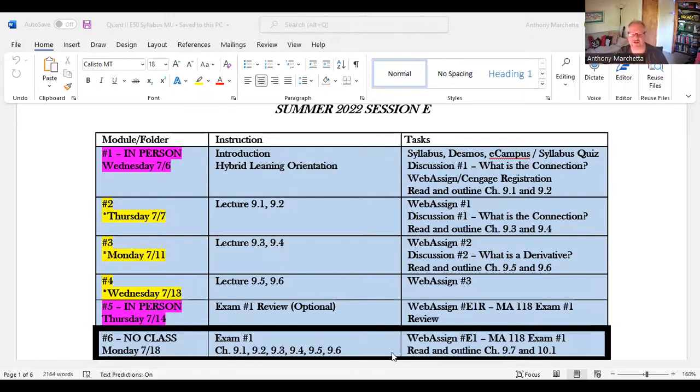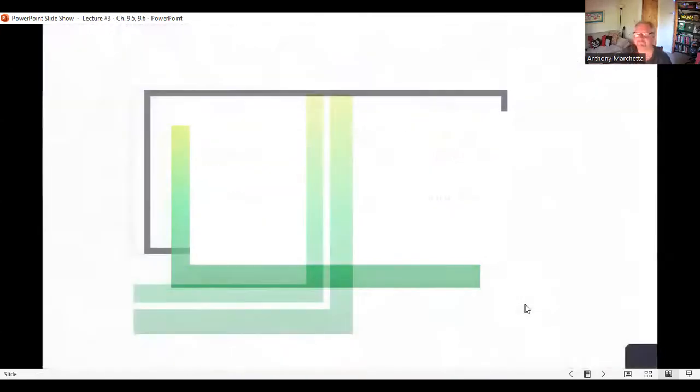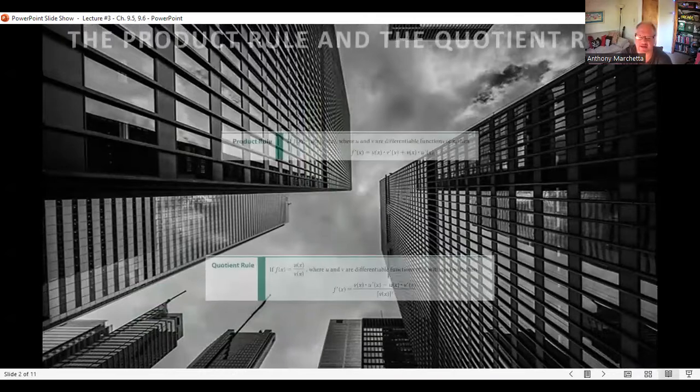And I think now we're ready to start our lesson. So let's go right into our lesson, which is going to be about the power rule, the product rule, the quotient rule, the chain rule, and then the power rule. Starting with the concept of the product and quotient rule.